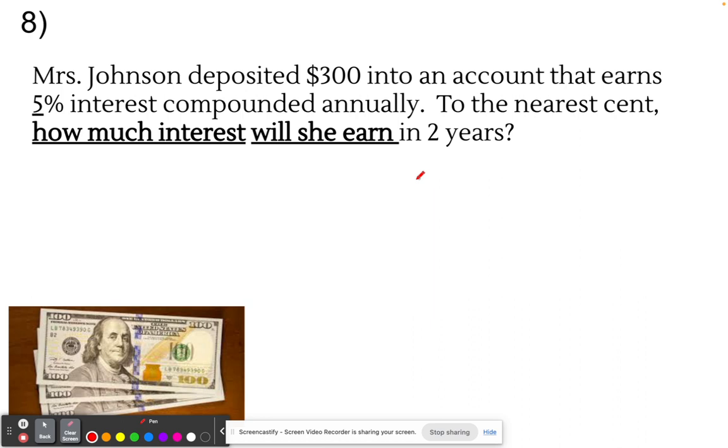Now we have Mrs. Johnson. She put 300 in her account that earns 5% annually. So 300 in her account. And she's only earning 5%. So 1 plus 0.05. How much will she have after 2 years? I don't think she's going to have as much as Miss Nader. Looks like she'll have $330.75.